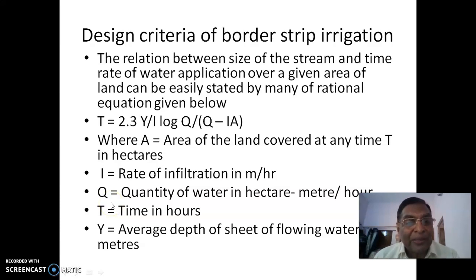So that is the relation. What is that? How much time it will take for a given discharge of the channel to cover an area, of course, given the soil characteristics like infiltration rate and how much depth you want. Okay, so let us see with a figure also.